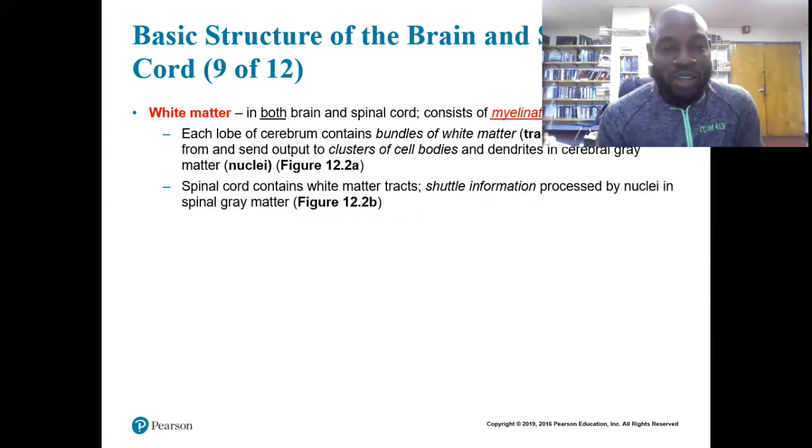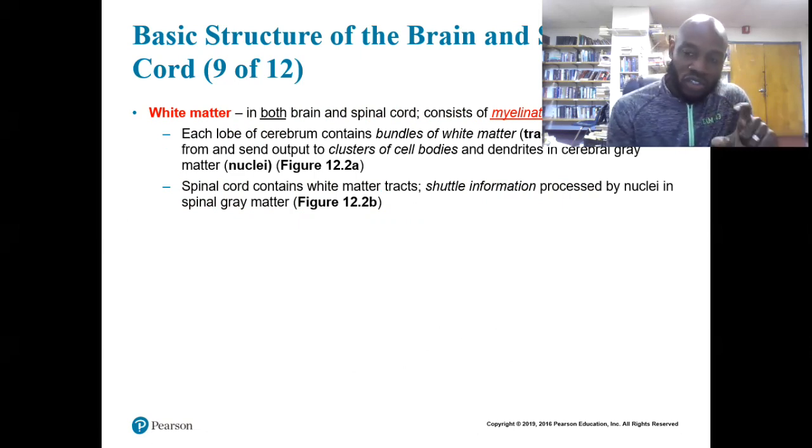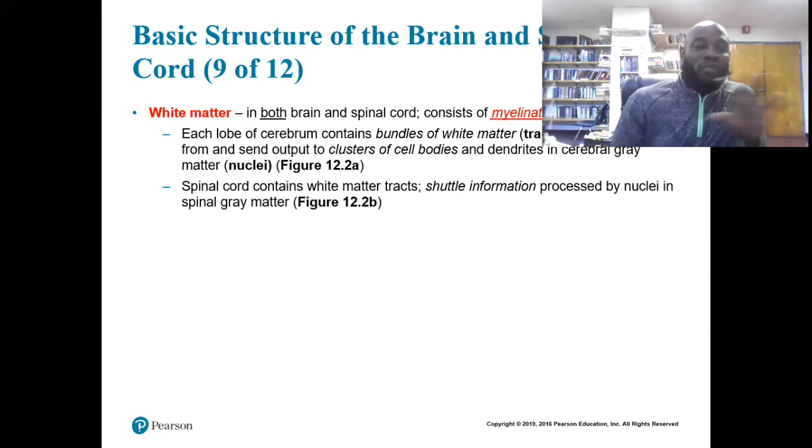Remember, we have white and gray matter. We have mentioned this before. White matter is both in the brain and the spinal cord, and consists of myelinated axons. Remember, oligodendrocytes in the CNS and Schwann cells in the PNS help myelinate neurons, which provides insulation so that the signals can be sent quicker, faster and more efficiently.